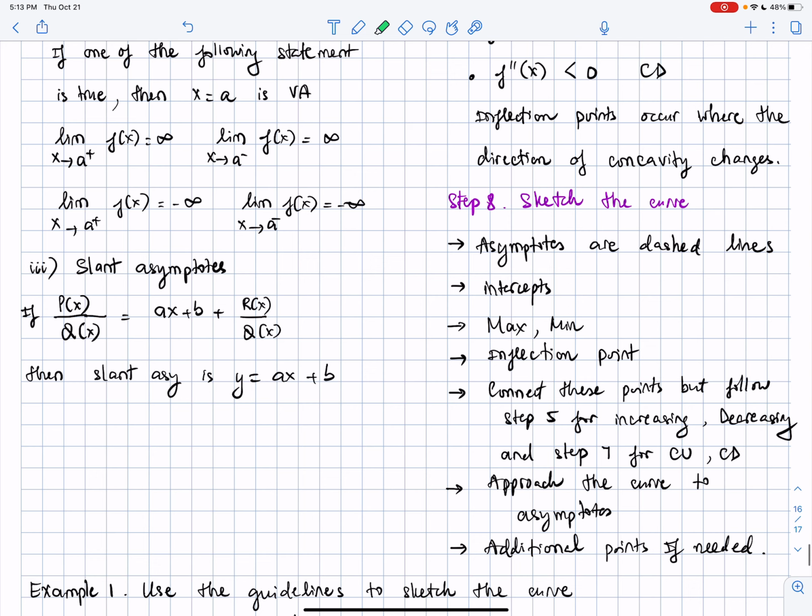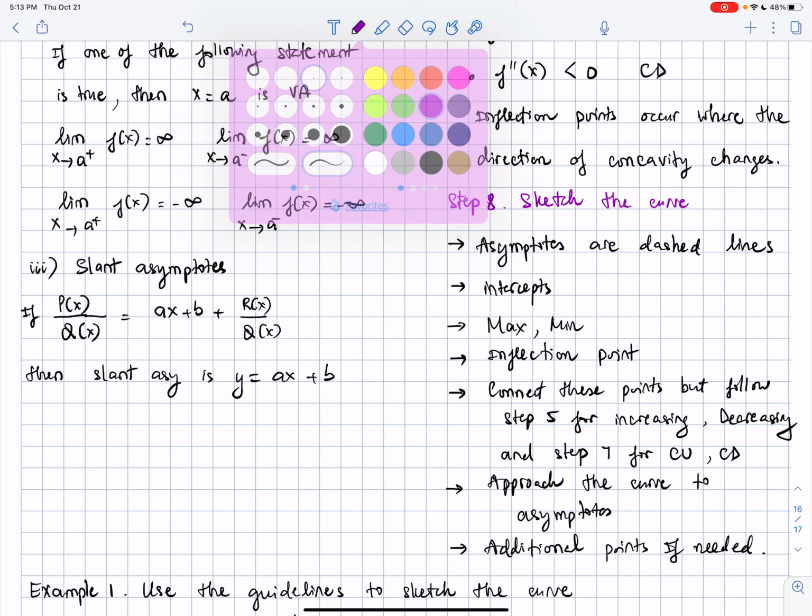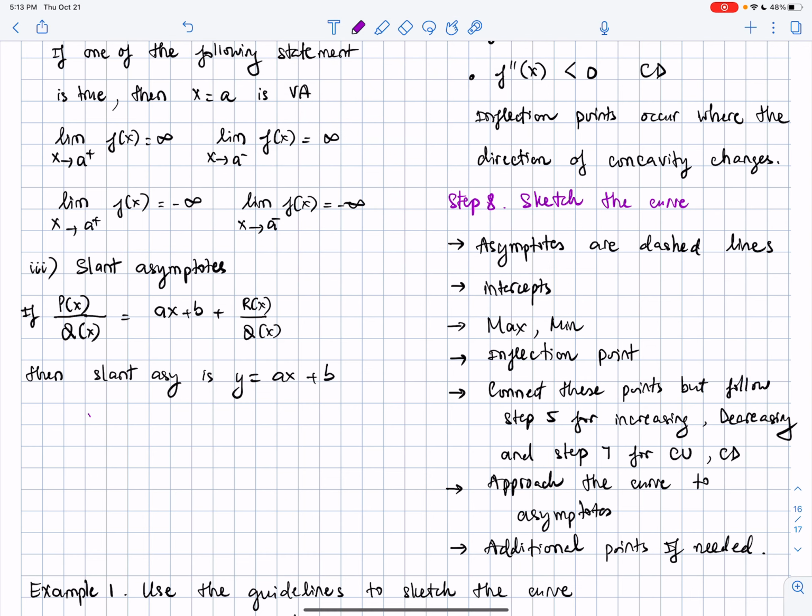For the slant asymptote, we must check the degree. For example, we have x to the 5 plus 3x to the 4 minus 10x cubed and so on, over x to the 4 plus 2x cubed and so on. So we check the degree. The degree on the top, in this case, is 5, and the degree in the bottom is 4, it's just 1 unit more. If the top is 1 unit more than the degree in the bottom, then we will have the slant asymptote.